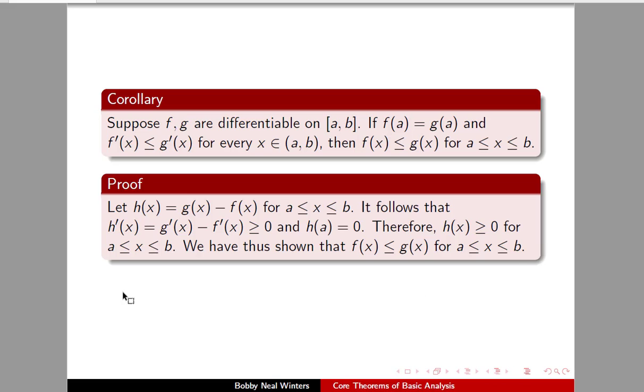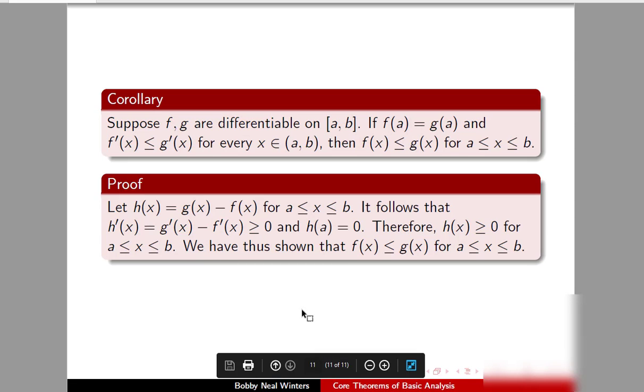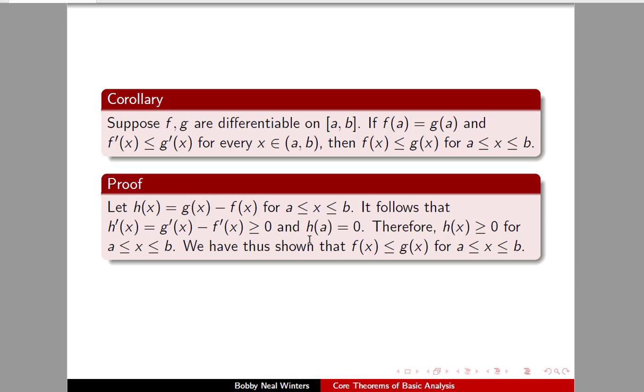And here again, just let h be a new function, which is the big function minus the little function. All right. It will follow that the derivative of h is the difference of the derivatives, and that it must be nonnegative, from our hypothesis. Therefore, h of x is greater than or equal to 0, by the previous result, and therefore we have f of x is less than or equal to g of x for a less than x less than b.